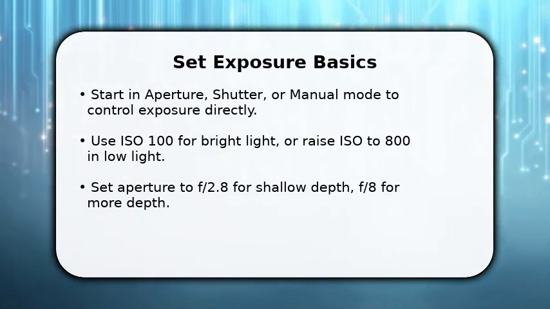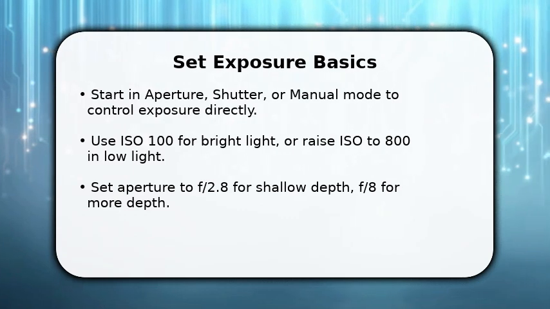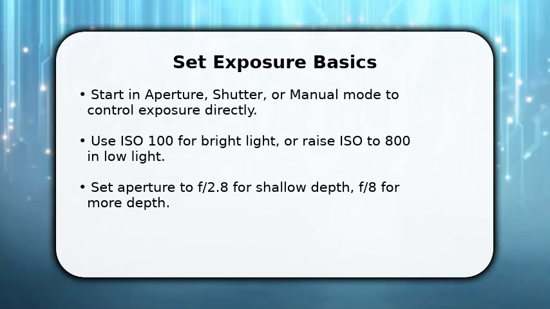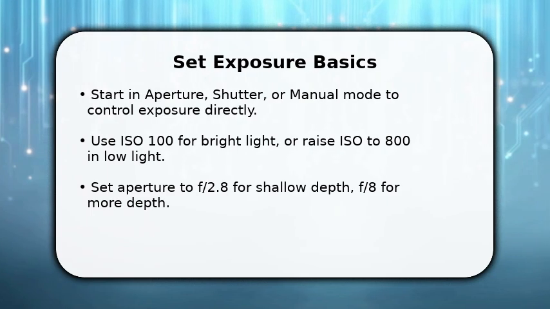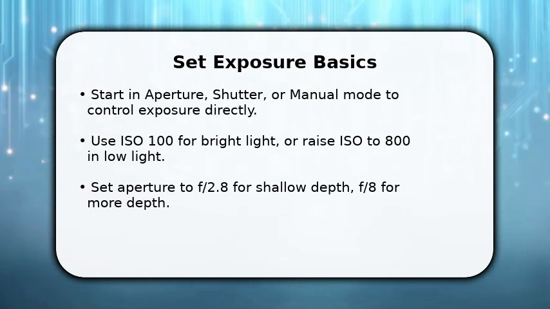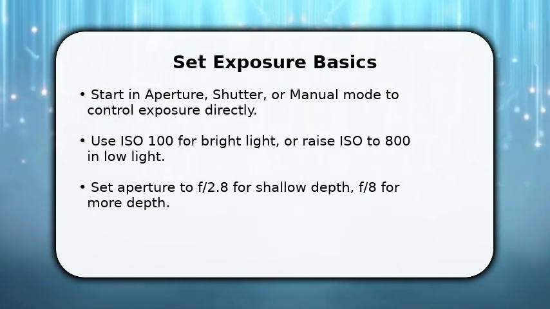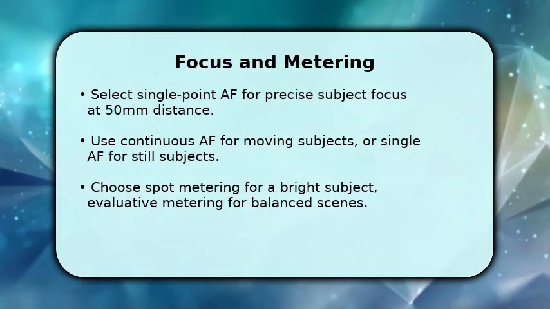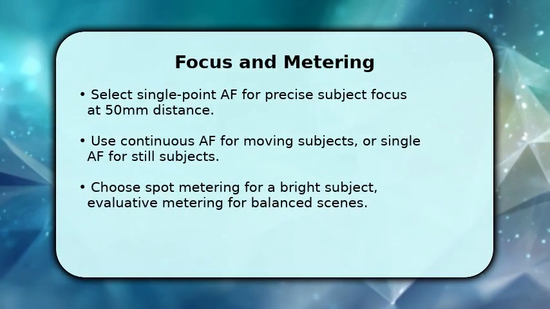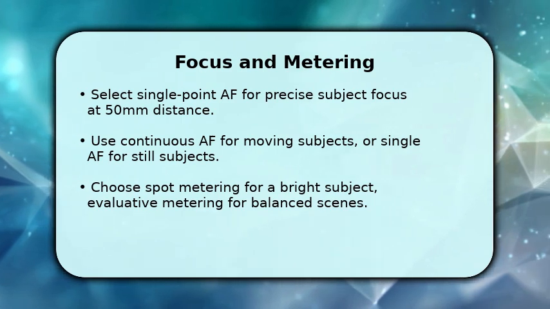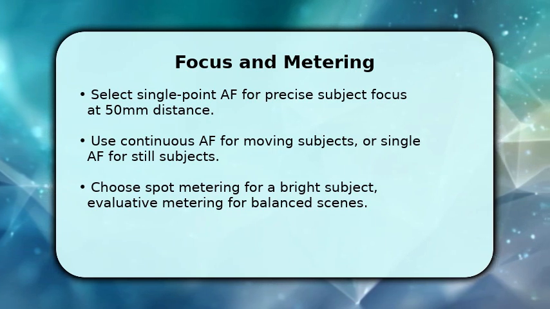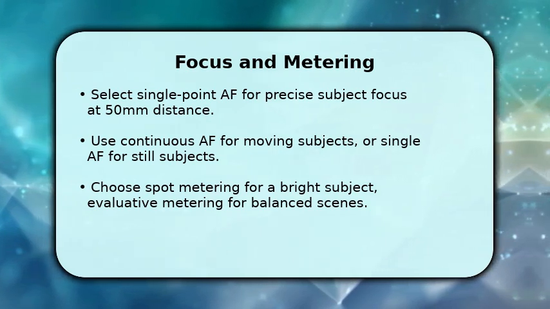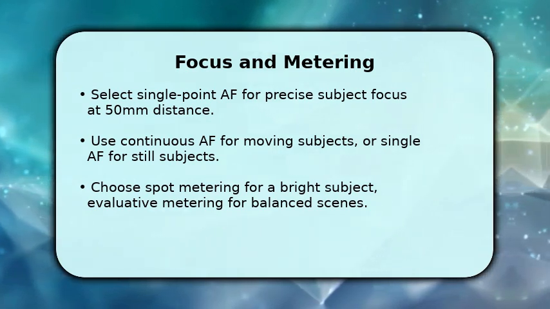Set shutter speed near 1/125 for handheld shooting and faster speeds for action photography. Review the exposure meter and adjust settings until the meter shows a balanced reading. Select single point AF when precise subject focus is required, especially at 50 mm focal length. Use continuous AF for moving subjects and use single AF for still subjects to lock focus.